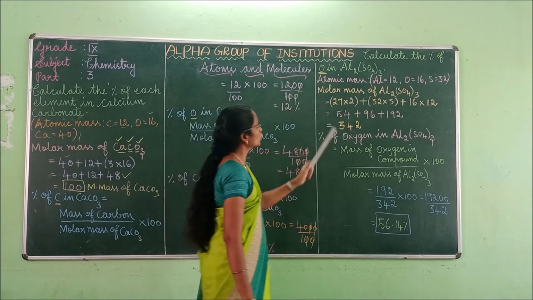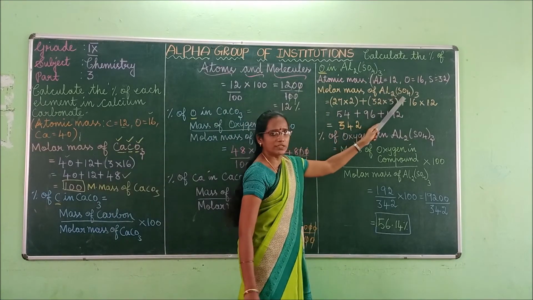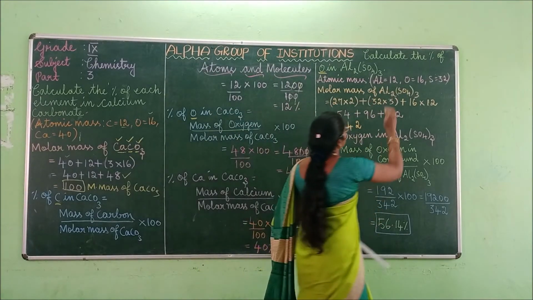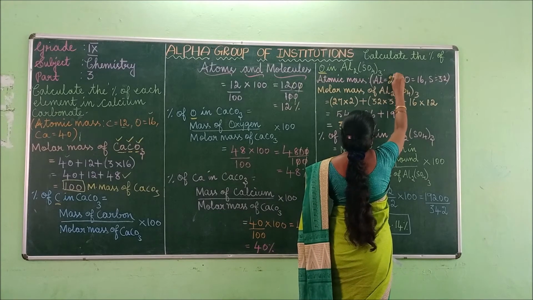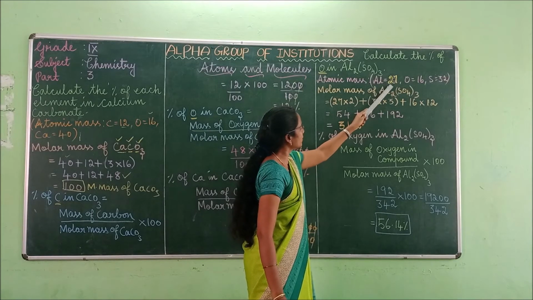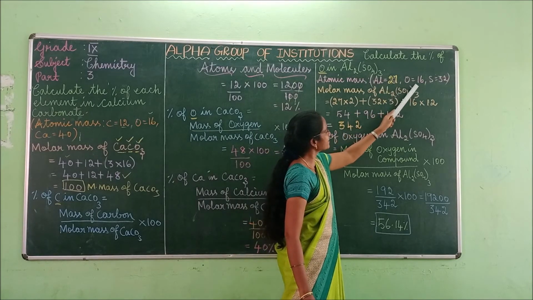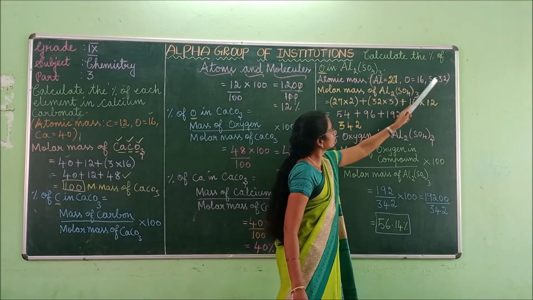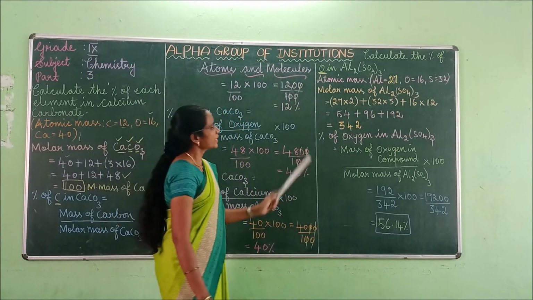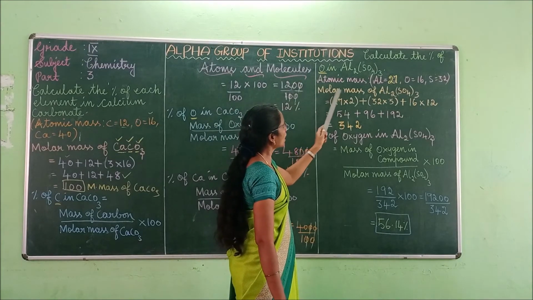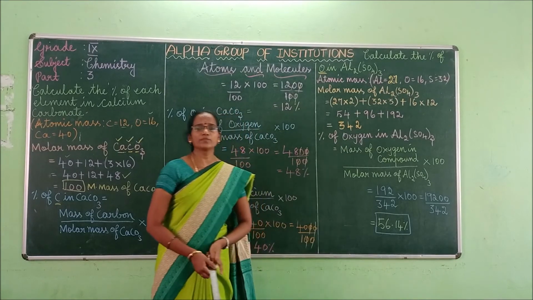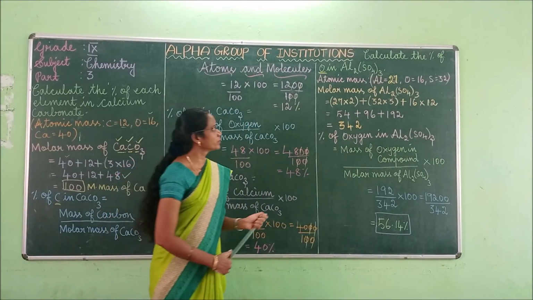Okay, so what you have to do? Molar mass of aluminium sulfate. The atomic mass is wrongly given, it is 27. Carbon's atomic mass is only 12, right? So the atomic mass of aluminium is 27. For oxygen it is 16 and for sulfur it is 32. Okay, next you have to find out the molar mass of aluminium sulfate.